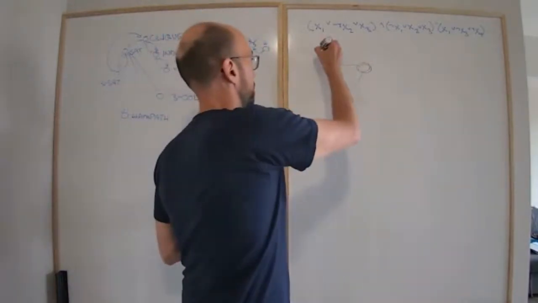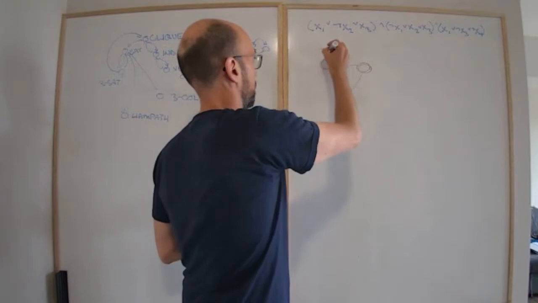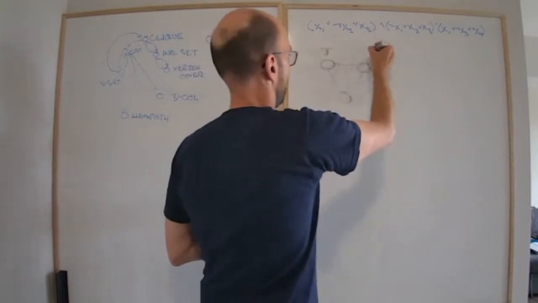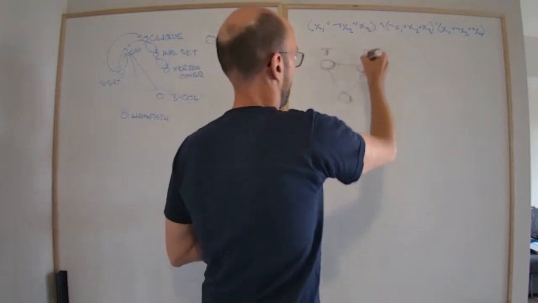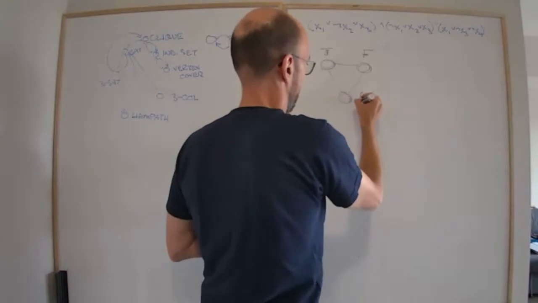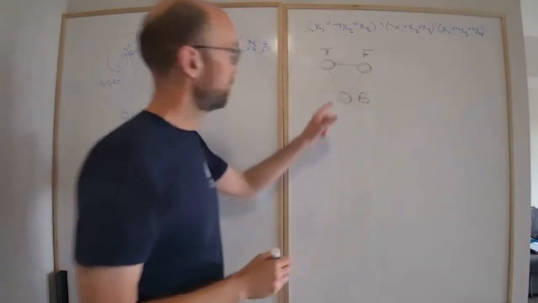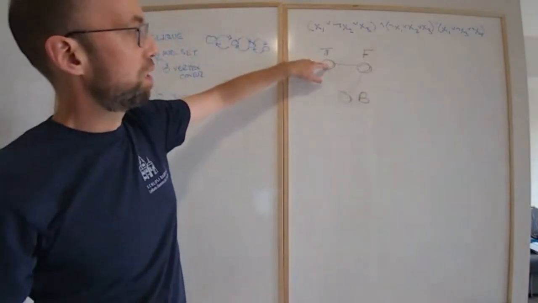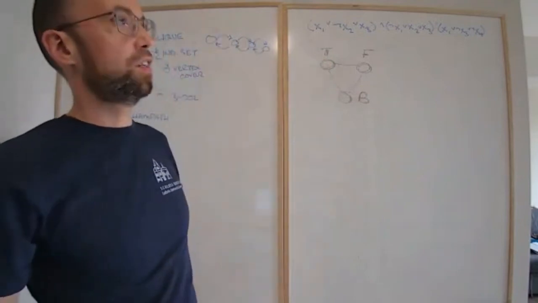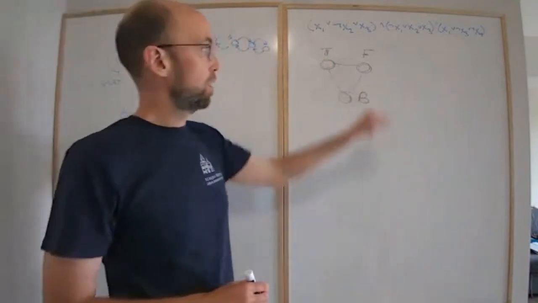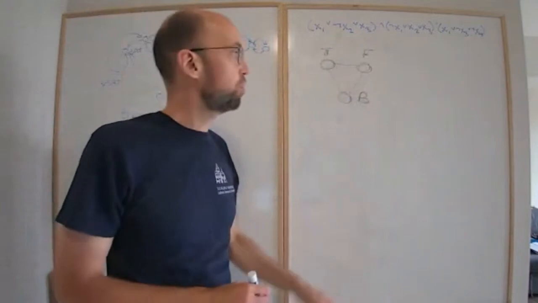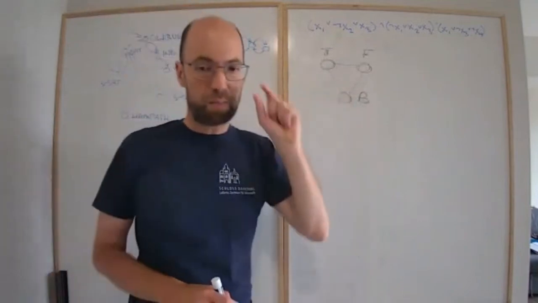But I'm going to say that this is the true vertex, and this is the false vertex, and this vertex is called base. So whatever color you color this, that color is going to be true. Whatever color you color this, that's false. And whatever color you color this, that's base.